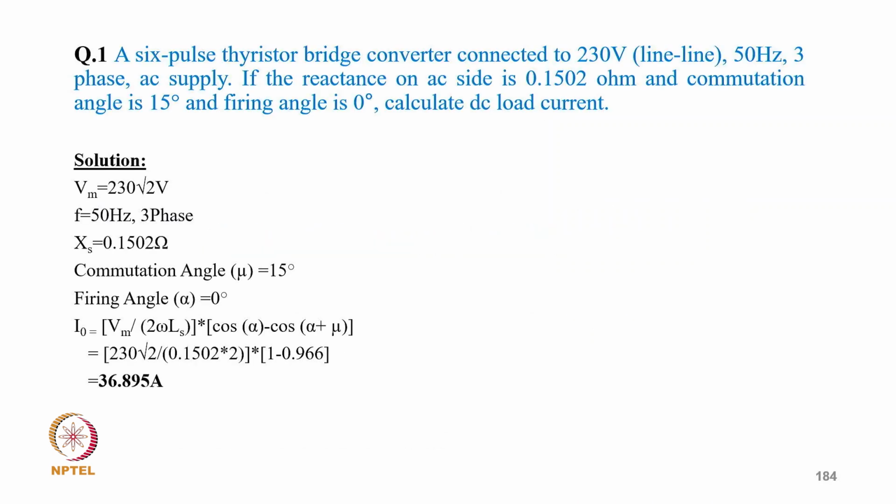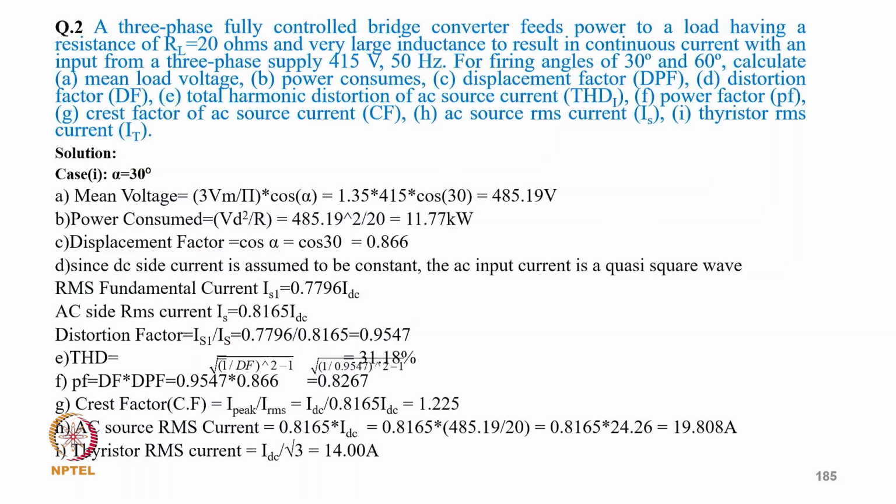Now coming to solved problems. Question 1: a 6-pulse thyristor bridge converter is connected to a 230 V line, 50 Hz, 3-phase AC supply. If the reactance on the AC line is 0.1502 ohm and the commutation angle is 15 degrees, and the firing angle is 0, calculate the DC load current. So Vm is 230√2 V, f is 50 Hz, 3 phase, X is 0.1502, and the commutation angle mu is 15 degrees, alpha is 0. So Id equals Vm upon 2ωLs into (cos alpha minus cos(alpha plus mu)), and putting in the values, Id equals 36.895 ampere.